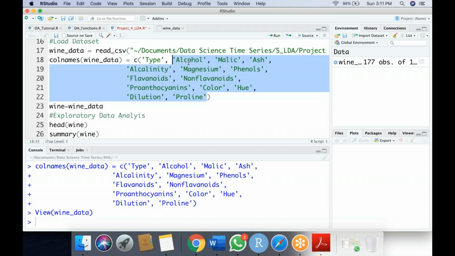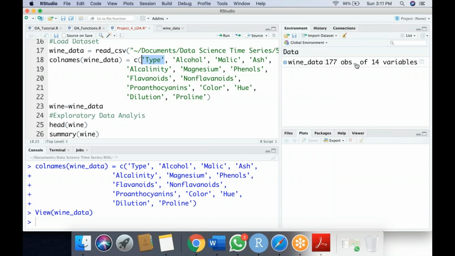These features are what we are going to do a dimension reduction on, to determine which type an observation should belong to. That will be our predictor variable. Got the logic? Yes. You can also find it from here, because there are 177 observations of 14 variables.